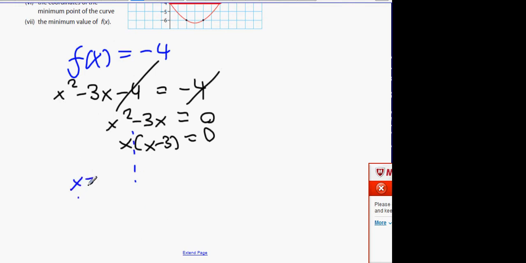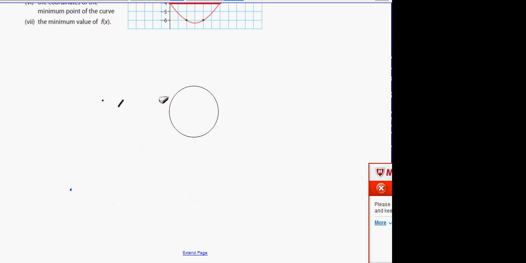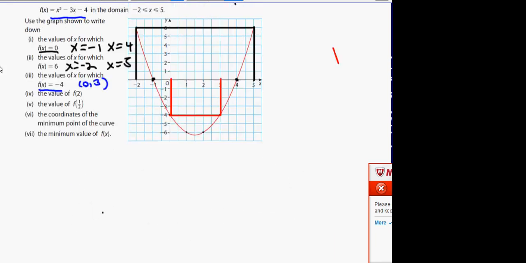x equals 0, or x minus 3 equals 0, so x equals 3, x equals 0. Is that the same answer I got a second ago on the graph? Yeah. Now, you don't have to do it algebraically, but I'm just showing you that you can, because you might be asked to do it later on.